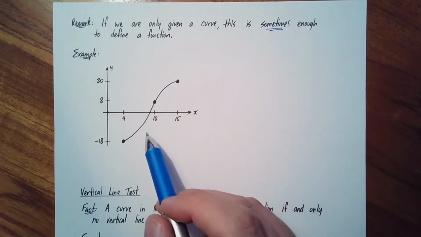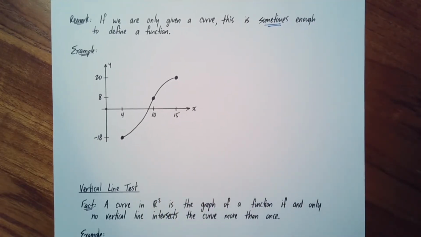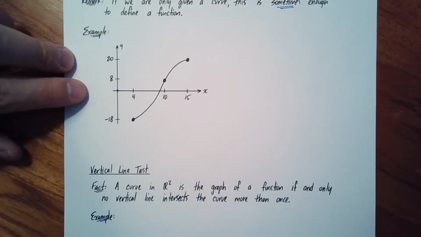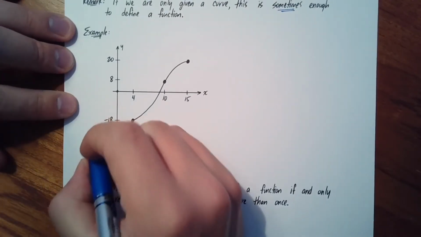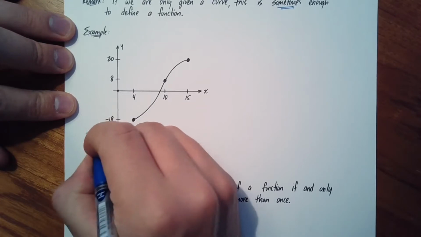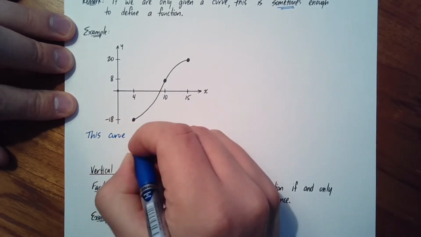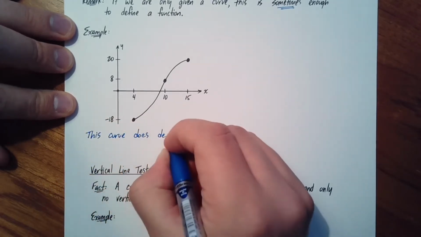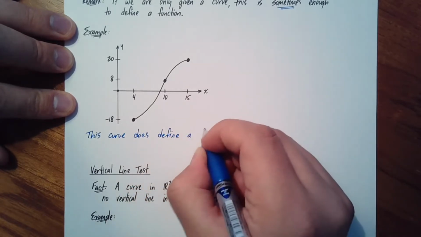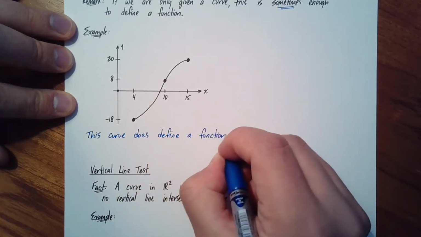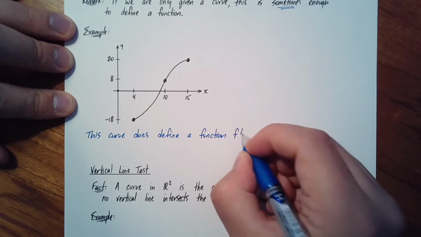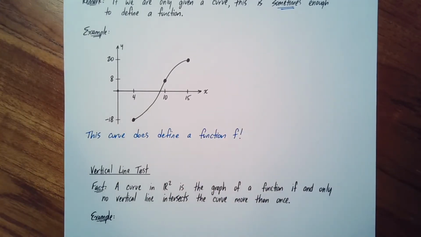So let's look at an example where it is enough to define a function. So this example down here, we will be able to define a function here. So let's write that down. So this curve does define a function. And if we're going to define a function, we might as well give it a name. So let's call it f. Okay, so how is this going to work?